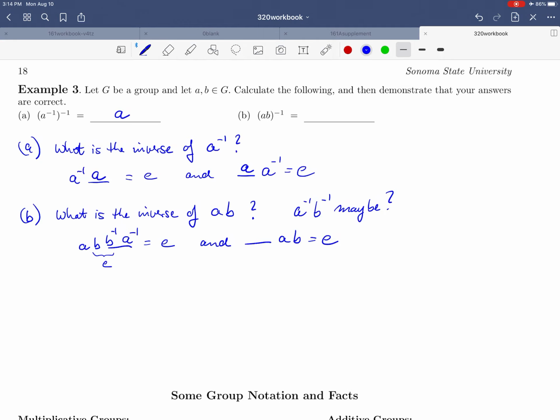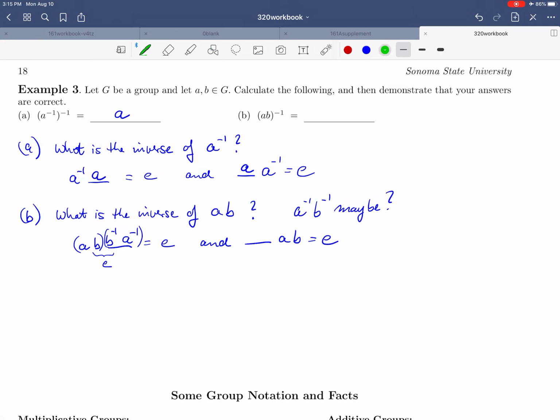So what is happening here is that when I take AB and I multiply it by B inverse A inverse, I actually get the identity back. And the same is true also in the other order.